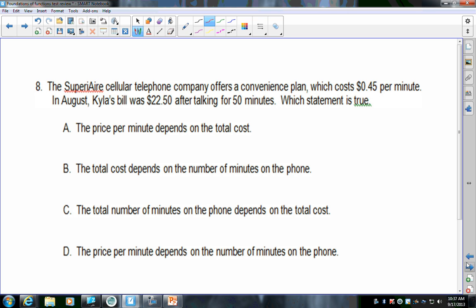Number 8. So if you haven't done this, pause the video. It says Super Air Cellular Company offers a convenience plan which is 45 cents per minute. In August, Kyla's bill was $22.50 after talking for 5 minutes. Which statement is true? The price depends on the total cost. No, that's not true. The total cost depends on the number of minutes on the phone. Well, that makes sense. Yeah, because the more you talk, the higher your cost is.